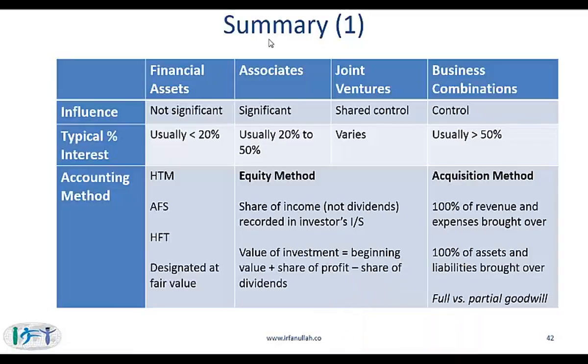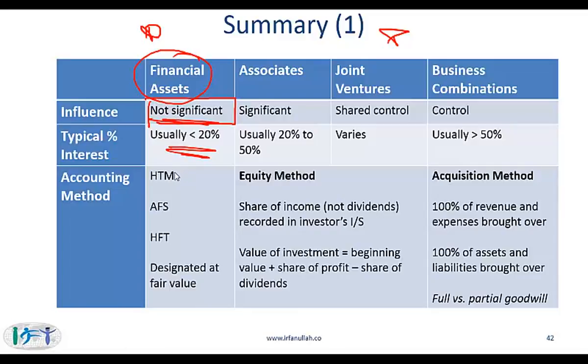Let us now look at a summary of this reading. This reading is very important from a testability perspective. We need to recognize that when a company makes investments, there are different categories of investments. The most basic investment is an investment in financial assets, where a large company might buy some shares of another company. The influence there is not significant, and typically when the ownership stake is less than 20%, then we say that the ownership is in a financial asset.